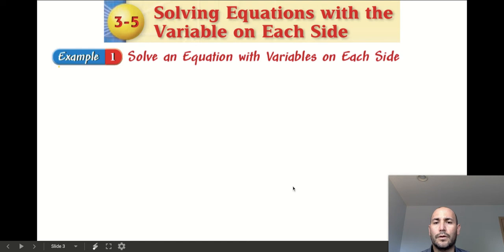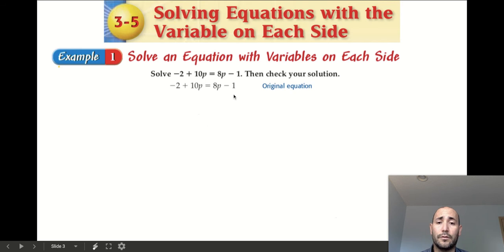In this example, we're going to solve an equation with a variable on both sides. It says solve -2 plus 10p equals 8p minus 1, and then check your solution. Here you want to notice I have a variable on the left side of the equal sign and the right side of the equal sign. But just like before, I'm going to start off by writing the original equation. Here's my original equation. I'm going to start by trying to get the variable on one side or the other. I can either get the variable on the left-hand side of the equal sign or the right-hand side. I'm going to start by getting it on the left-hand side.